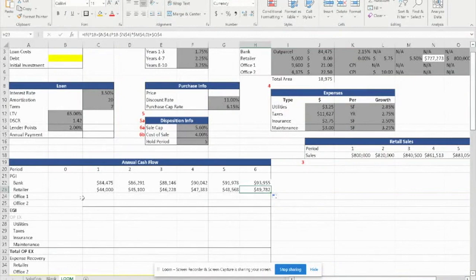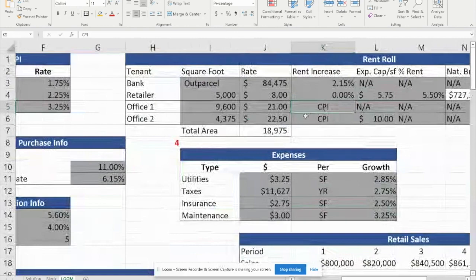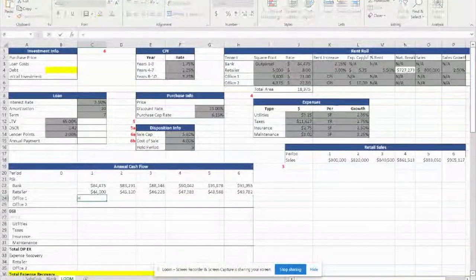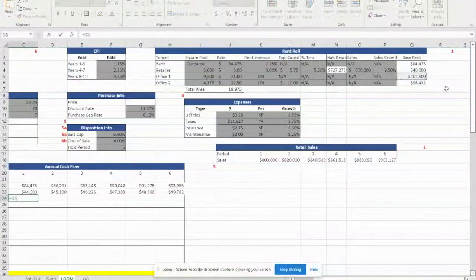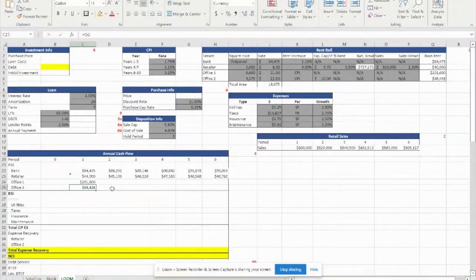For Office 1 and Office 2, we were told that these two offices are increasing at CPI. You can see it here. Their rent is increasing at CPI. In order to calculate what those rates are, first of all, we know that Office 1 and Office 2 have a base rent of $201,000 and $98,000 respectively. We're simply going to increase it using the CPI rate to increase their annual rent for years 2 through 6.